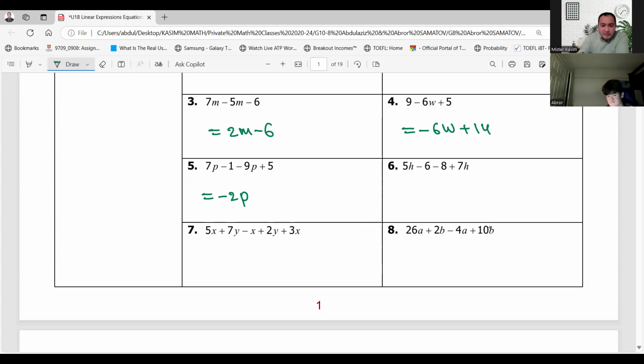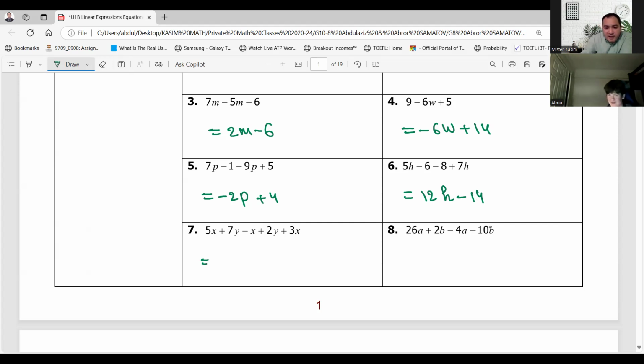So you should answer like this: 7p minus 9p, negative 2p, negative 1 plus 5 is plus 4. That's it. Can you answer like this? Next, 5h plus 7h, 12h. Yes, 12. Negative 6 minus 8, negative 14. Yes, 14.